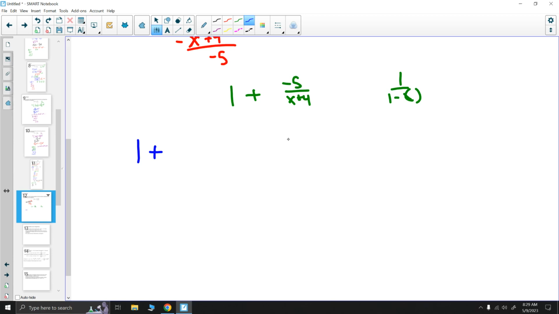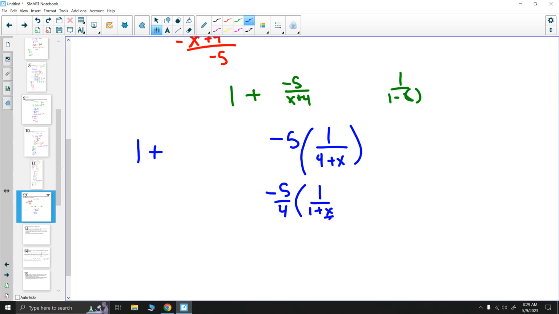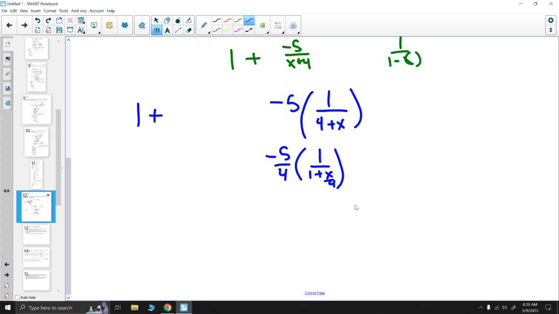So this thing is a sum. I need to pull out a negative 5. That leaves behind 1. I'm going to reorder this. This would be a 4 plus x. Okay, now I'm going to pull out a 4, so that's a negative 5 over 4, 1 over 1 plus x over 4. All right, but we need to write this as a minus, so this would be negative 5/4. Again, this is 1 plus all of this, 1 over 1 minus negative x over 4.